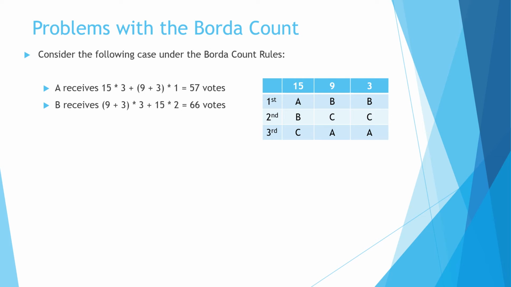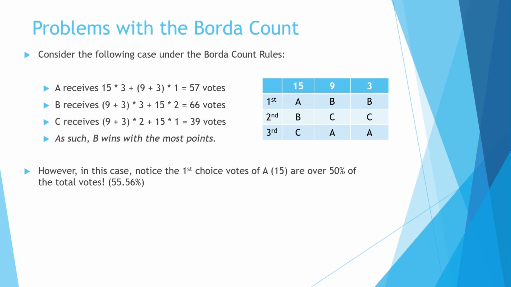B, if I do the same strategy, well, B's in first place twice, so 9 plus 3 times 3, all plus 15 times 2, because they won second place once. And that's 66. And C, well, that's 9 plus 3 times 2, plus 15 times 1. Same kind of process, and that's 39. So if we just compare the numbers, B's got the most points. They've got 66. But notice that A won 15 first choice votes.